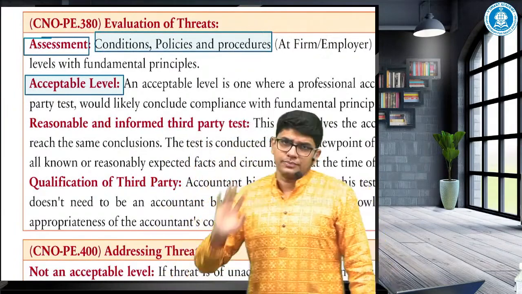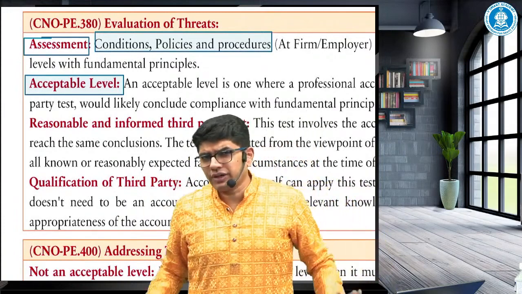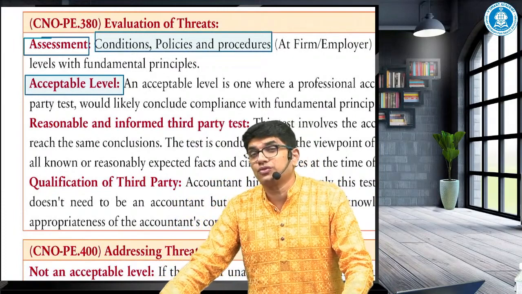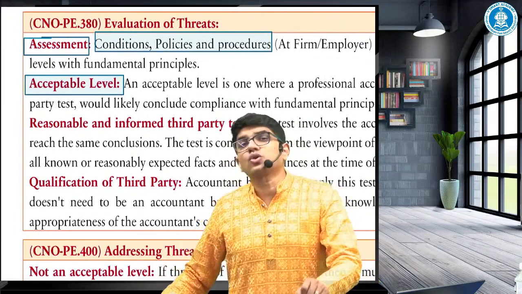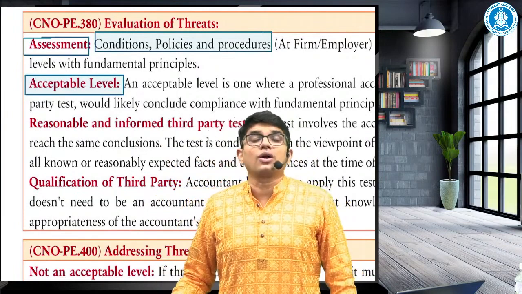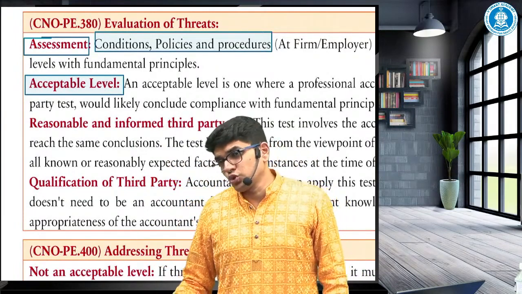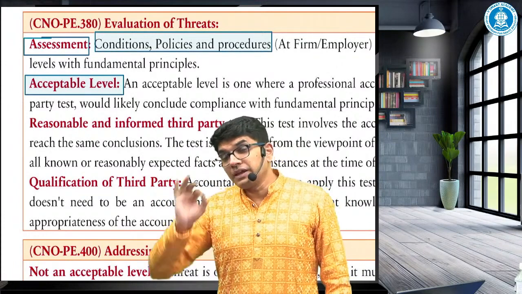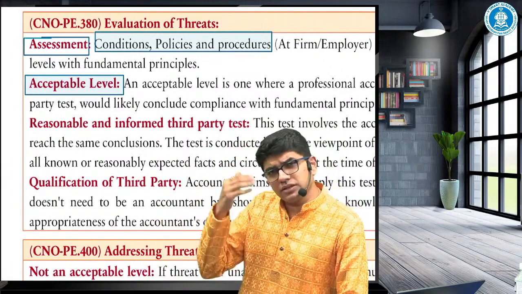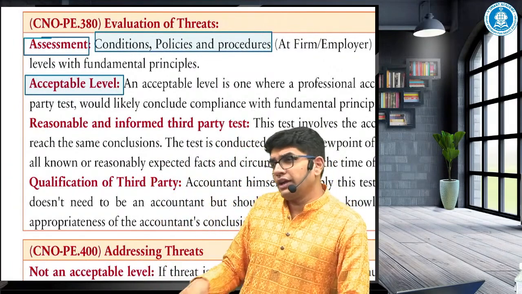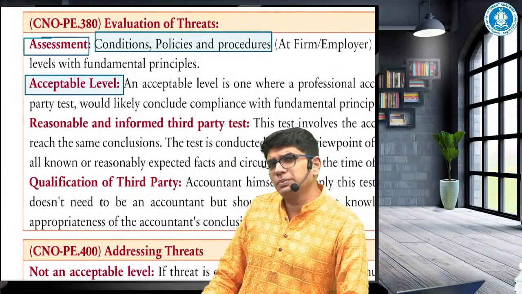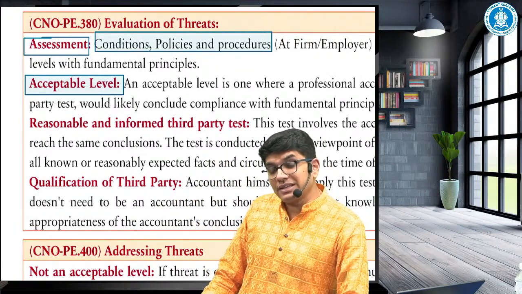So if we go to them and they feel that it is absolutely fine, I don't think there is a lot of pressure on you, I don't think you will compromise with fundamental principles, I don't think you will give a wrong report, I don't think this situation will compel you to do wrong accounting in books of accounts, to prepare wrong financial statements, then it is called acceptable. So if you take this information to any third party and you give them complete information and they feel that principles will not be compromised, then we see that it is an acceptable level.